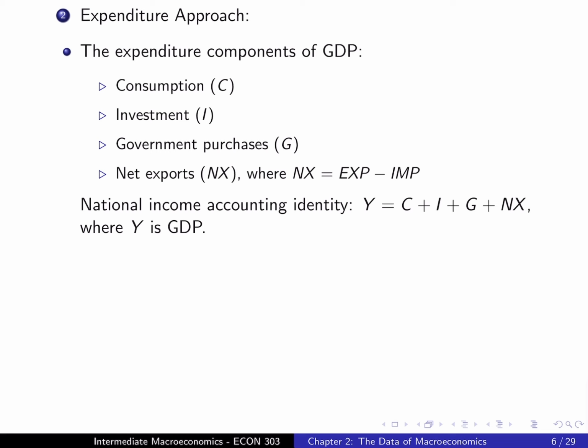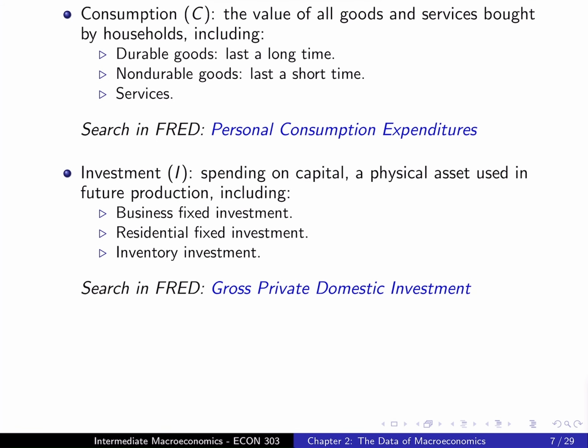Putting it all together, we have the national income accounting identity, that is, Y equals C plus I plus G plus NX. Here Y represents GDP. This equation tells us that the total output equals total expenditure from households, firms, government, and the foreign sector. Let's break down all key components of GDP.